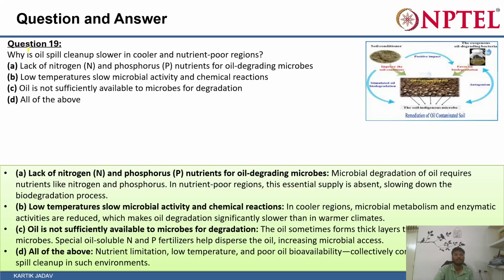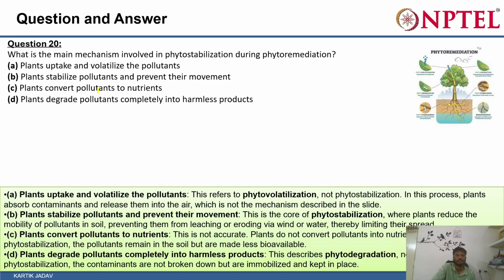Question number 19. Why is soil spill cleanup slower in cooler and nutrient poor regions? Due to the lack of nitrogen and phosphorus nutrients for oil degrading microbes, that may be the reason. Low temperature slows microbial activity and chemical reaction, that's also fine. And oil is not sufficiently available to microbes for degradation. So all of the above are the correct answer for this question.